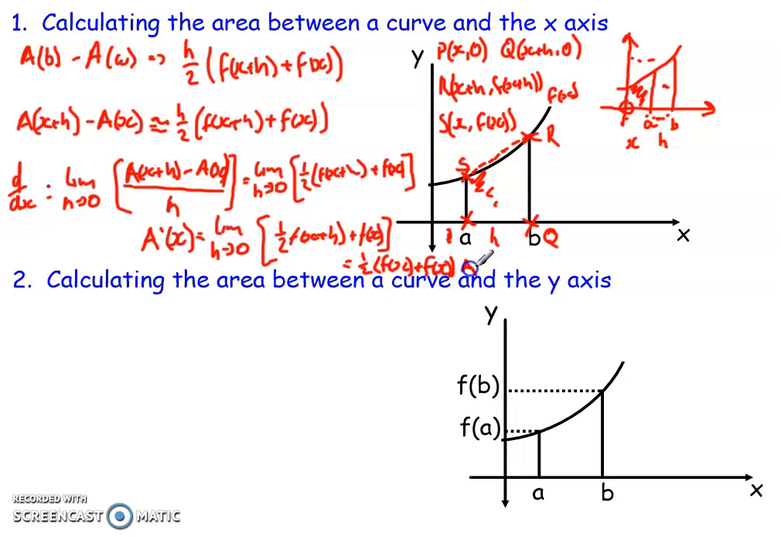So I know then that A dashed of x is equal to f of x. What that then means is that since A dashed of x equals f of x, if I integrate it to reverse this process, I can then say that A of x, so the area under the curve between these 2 points, is the equivalent of the integral from a to b of f of x dx.